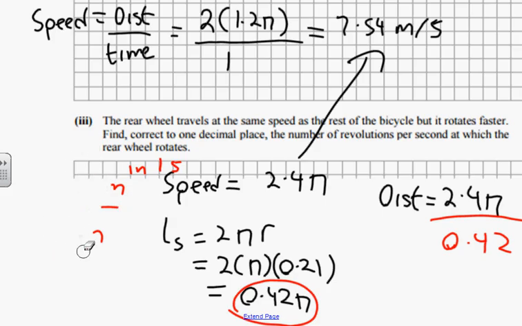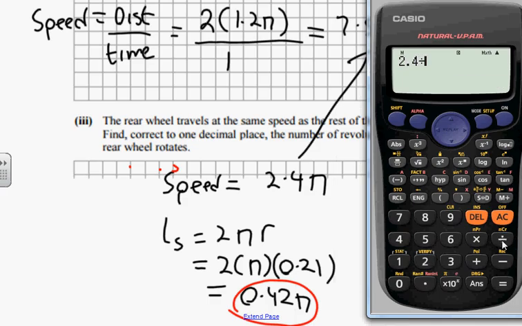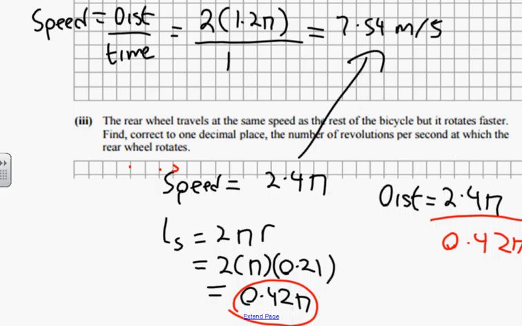Okay? So, we divide one by the other. Anybody know what we get there? The pi's cancel. 2.4 divided by 0.42? 5.7 rotations per second. To 1 decimal place, 5.7 rotations per second. Anybody have any questions on what we've done so far? Okay.